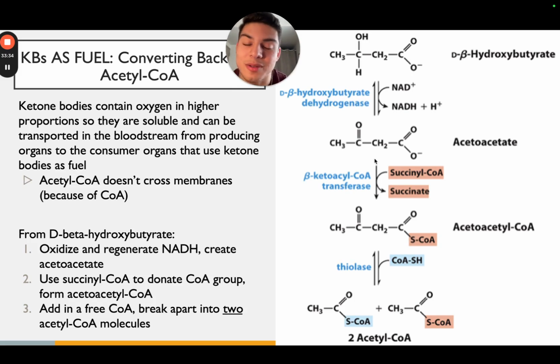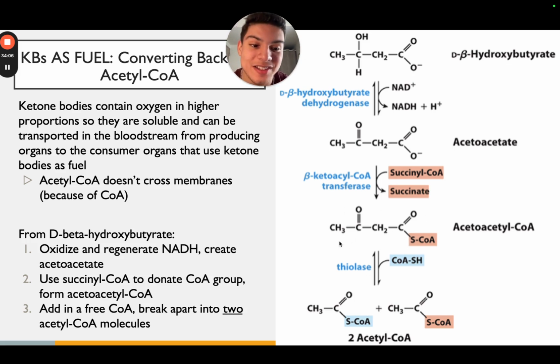The way it does this second step is through this enzyme called beta-ketoacyl-CoA transferase, where we're going to take a free succinyl-CoA from the Krebs cycle and convert it into succinate. It's almost like we're going through an alternative step of the Krebs cycle, but it still has the same substrate and products. It's going to take that CoA off of the succinyl and attach it to this acetoacetate to form our acetoacetyl-CoA. And sorry, that's a mouthful.